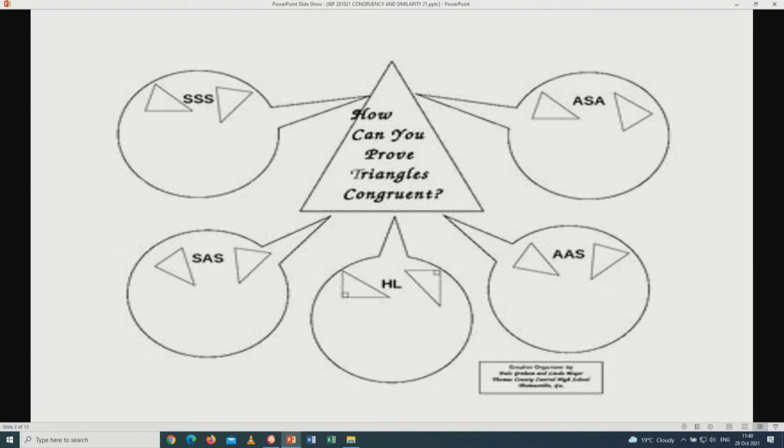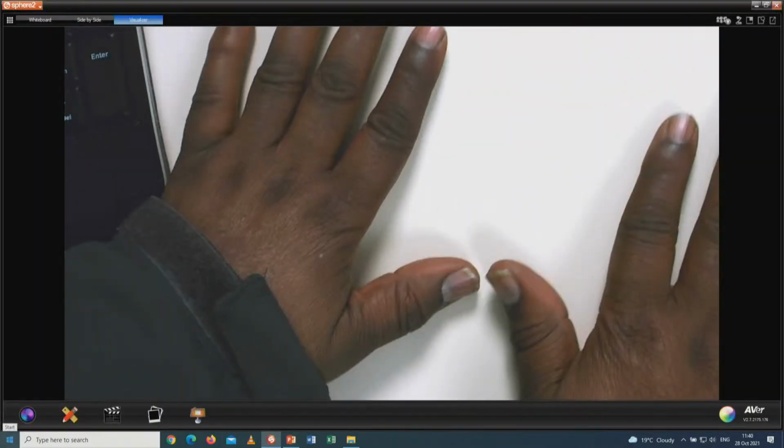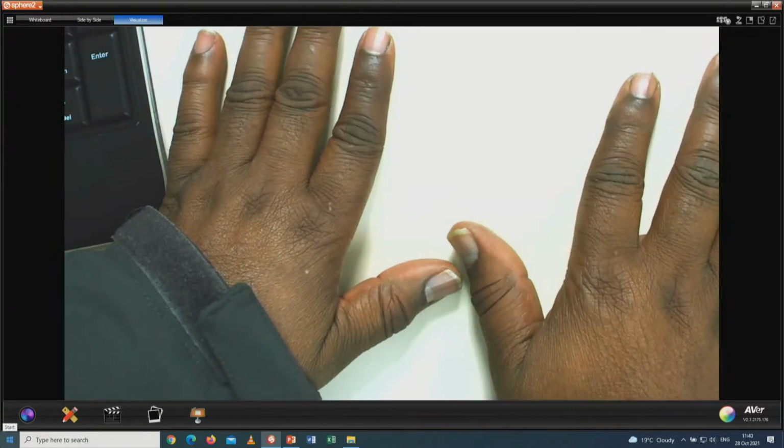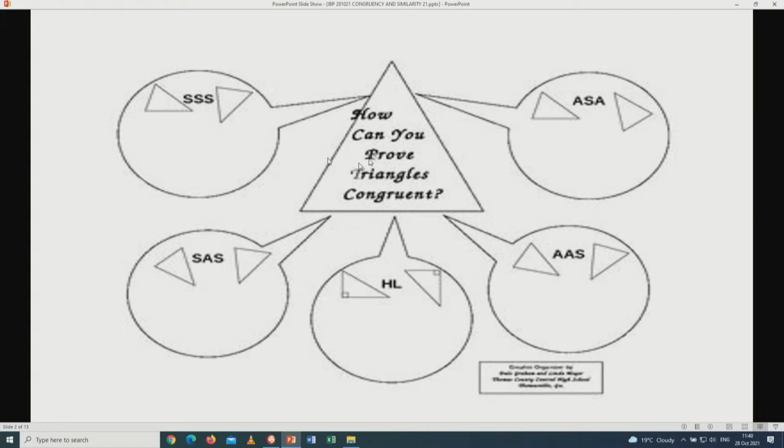Same size, same shape. Last time I gave you an example of my hands, that they are of the same size, same shape, and you can think of a child and an adult. The adult's hand might be bigger and the child's might be smaller. That one will be talking about similarity. But if they are the same in all respects, remember that is your congruency.